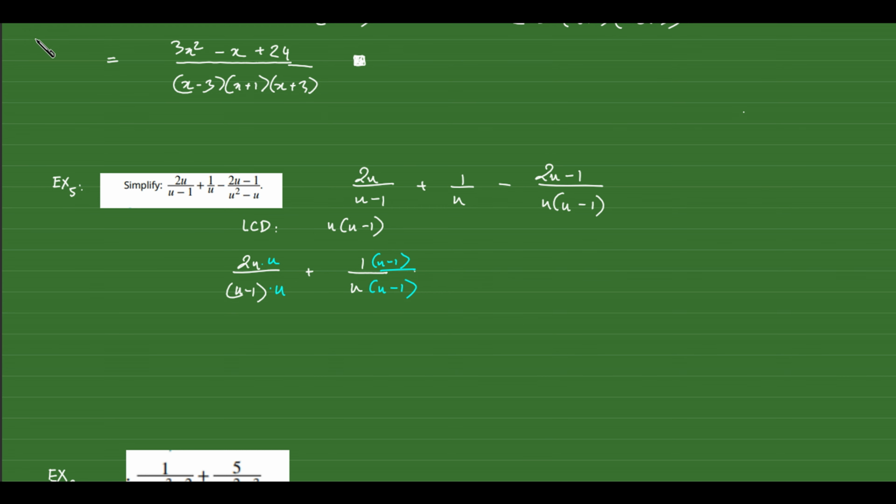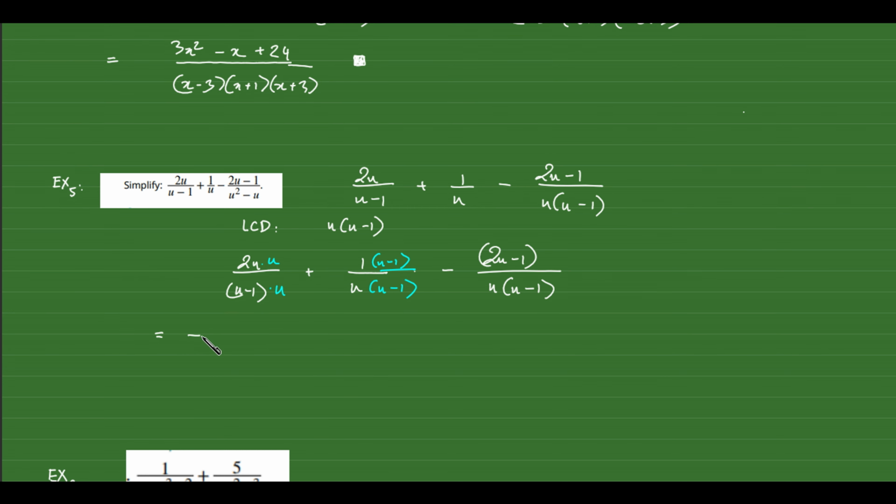Over here you have 2u minus 1, and this is u minus 1. So this one is not missing anything, because they have u minus 1. Alright, now we're going to combine them.